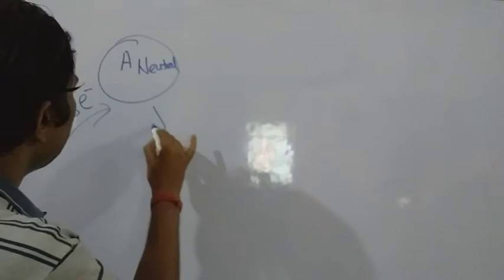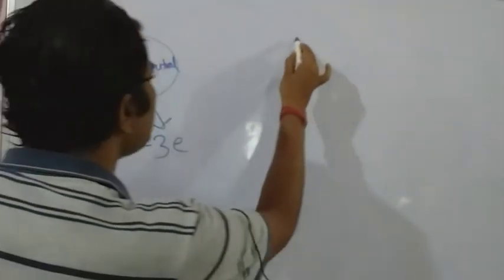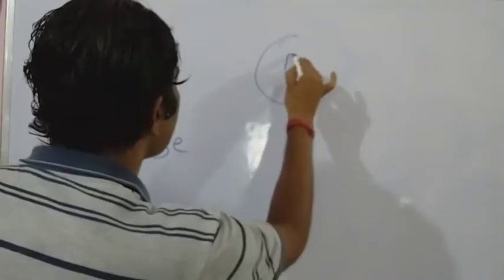Now let's give three electrons to this body. I am just giving 3 electrons to this body. Right now, what's the charge of this body? Its charge is -3e. Is that clear?